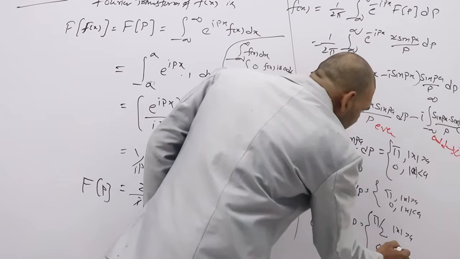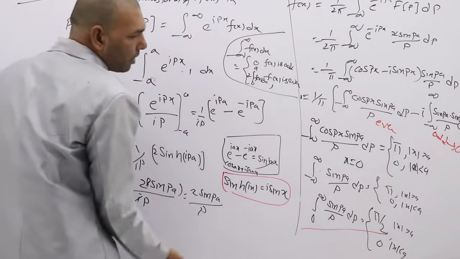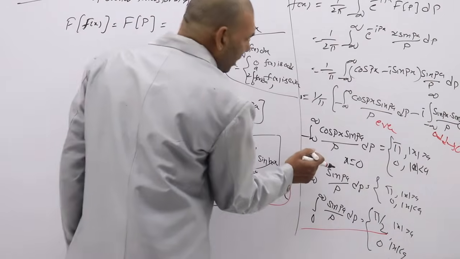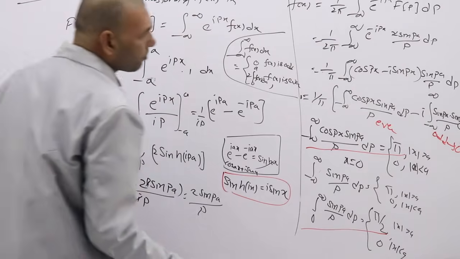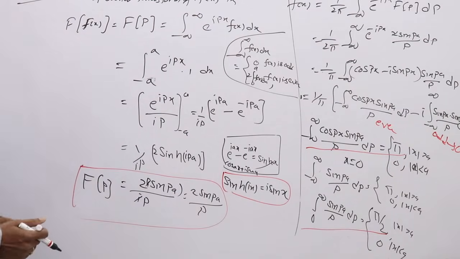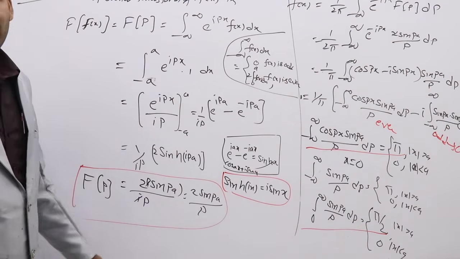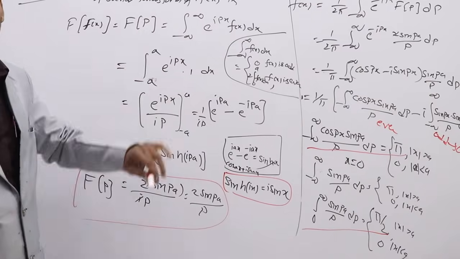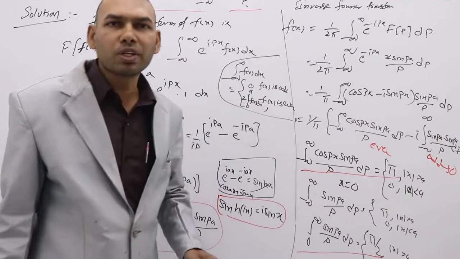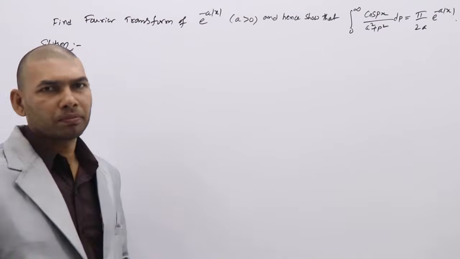So these two values we need to find. One is sin pa by p dp and this value is pi. And the Fourier transform of 1 is this one. So these we are going to evaluate using inverse Fourier transform. Whenever you have a derivation in Fourier transform, you have to use inverse Fourier transform. Okay, any doubts you may express.